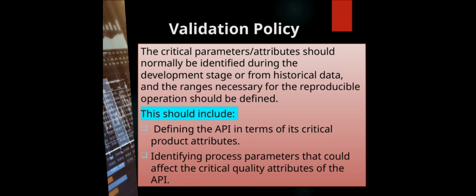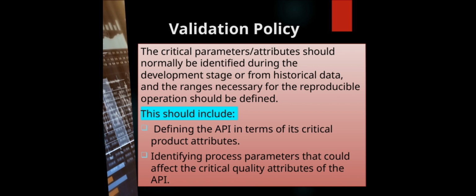Let's talk about the validation policy. When it comes to critical parameters or attributes, it's essential to identify them early, usually during development or by analyzing historical data. This helps us set the appropriate ranges needed for consistent, reproducible operation.